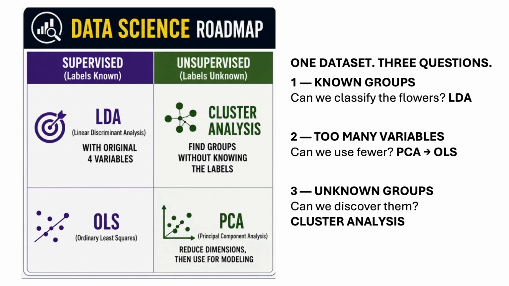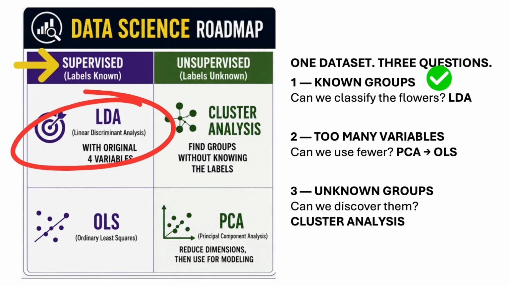Now let's transition to the broader data science lesson. We knew the groups beforehand. Therefore, the classification made sense. And because the groups were known, LDA could explicitly use that information to discriminate across the groups.